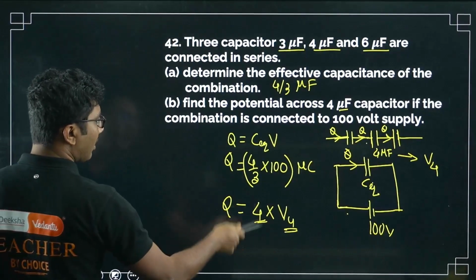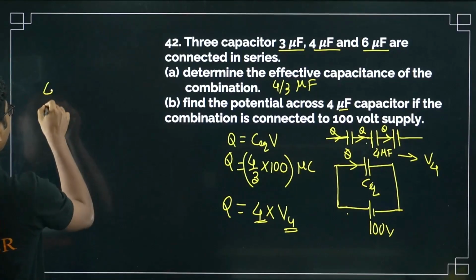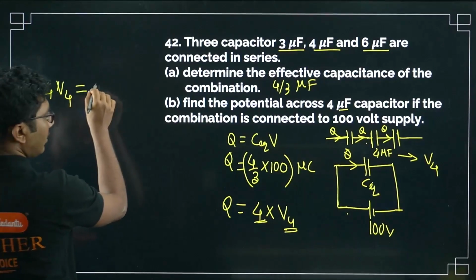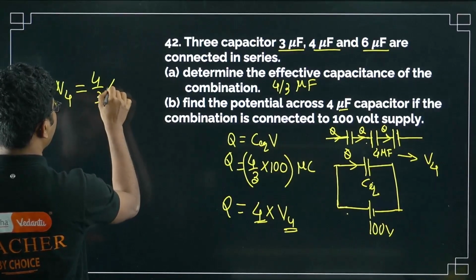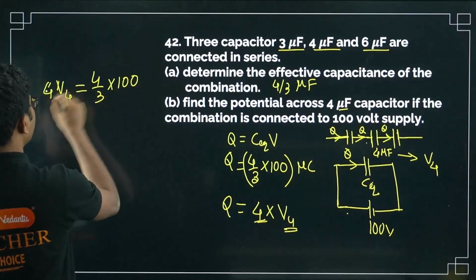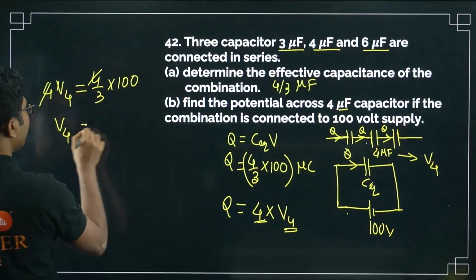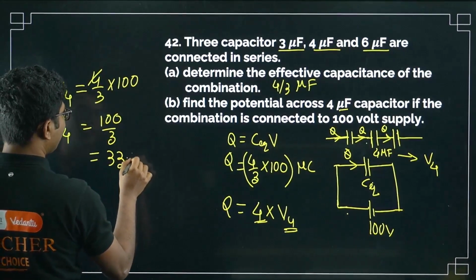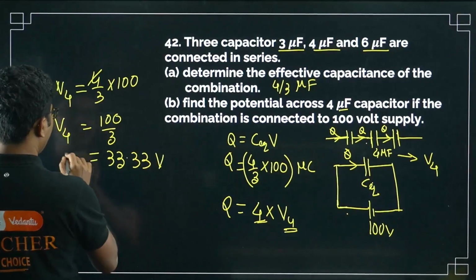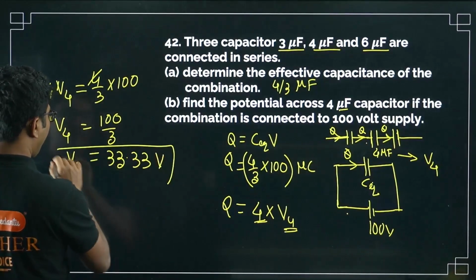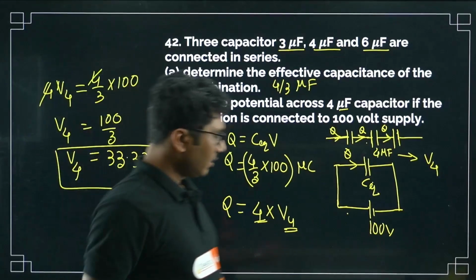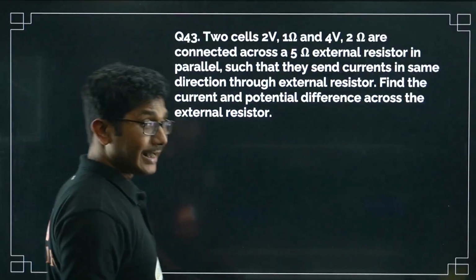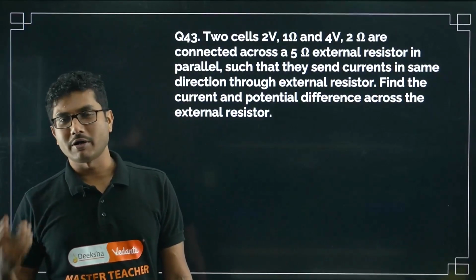Now we just need to compare these two Qs. So 4 V4 equals 4/3 into 100. Now this 4 cancels, so V4 is equal to 100 by 3, that is 33.33 volt. Okay, this is the voltage. Easy, not difficult, right?